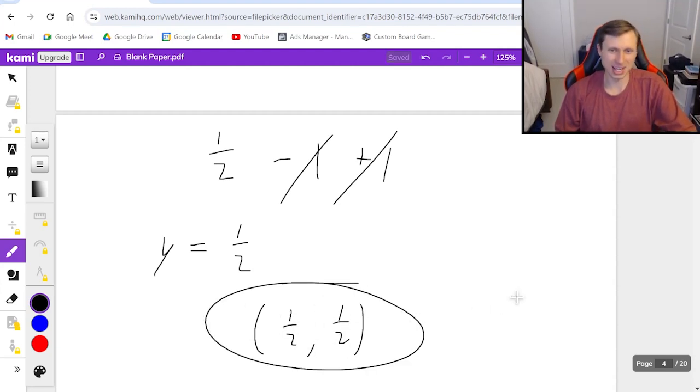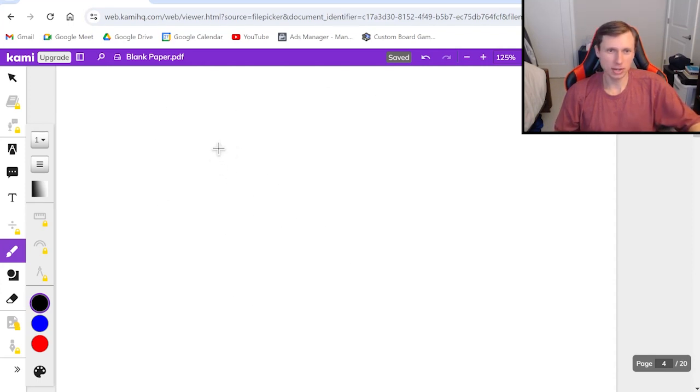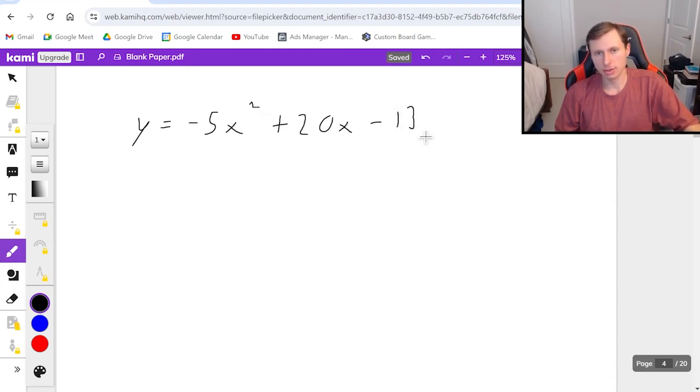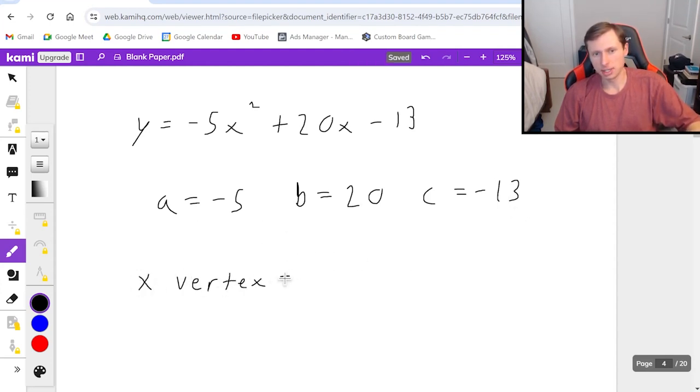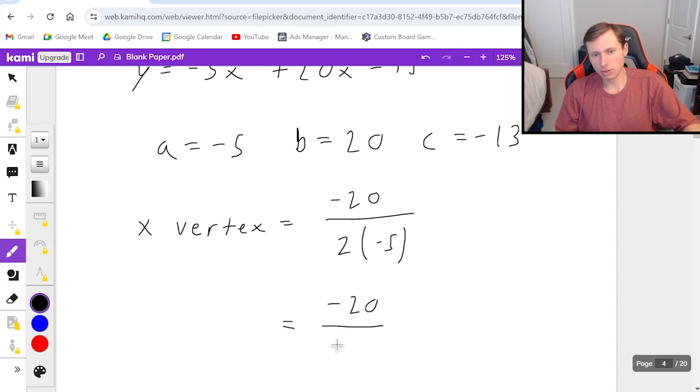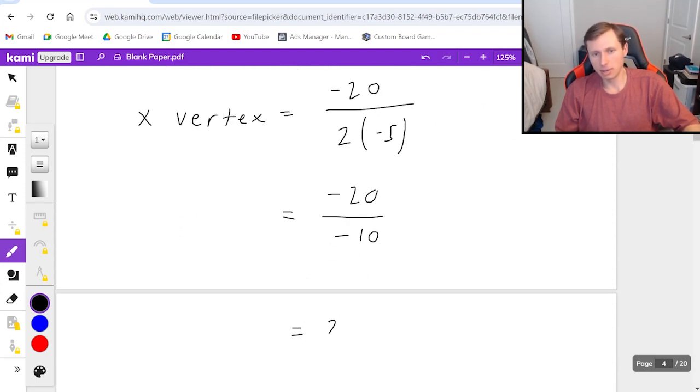And there's the vertex. Now the last one, again, try it on your own first. It's y equals negative 5x squared plus 20x minus 13. And I'll give you a second to pause the video and to try it. And now here's the solution. So A is going to be negative 5, B is going to be 20, and C is going to be negative 13. So that means my x vertex is going to be negative B, so negative 20, over 2A, 2 times negative 5. That's going to be negative 20 over negative 10, or an answer of positive 2.